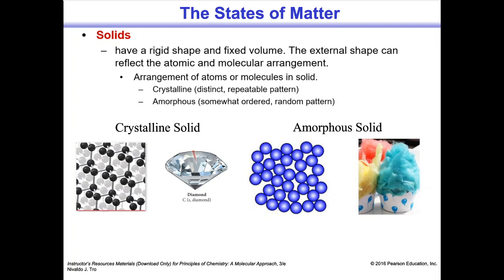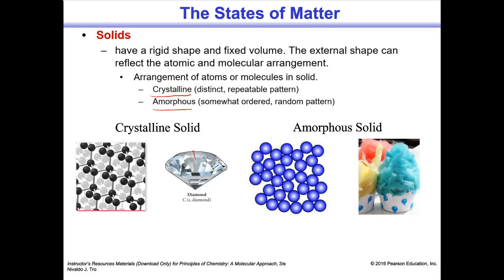Okay, so we say that the external shape can reflect the atomic and molecular arrangement. What do I mean by that? Okay, so what I mean by that is the external appearance, okay, so the external shape is going to have a lot to do with how the molecules are arranged. And in this class, we're going to talk about two main arrangements. So we're either going to have crystalline or amorphous.